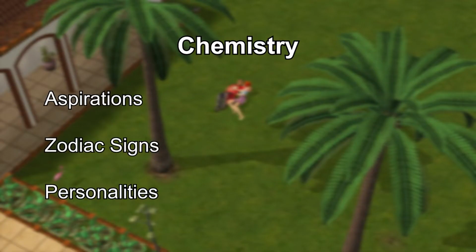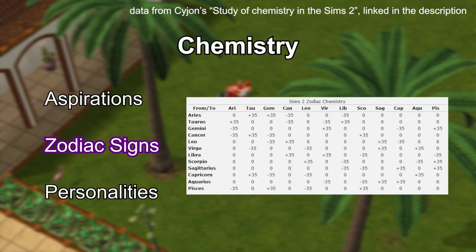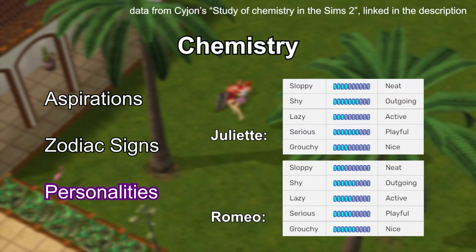So first off, their aspirations. Romeo is a romance sim, while Juliet is a family sim. These are quite incompatible, so they'll get a fat penalty to their chemistry there. Then if you look at the zodiac signs that they were assigned, they are incompatible again. Cancer repels Aries and vice versa. And correct me if I'm wrong, but I think those signs are the ones the game is taking into account to calculate their chemistry score, and not the signs that actually match their personalities. And then their personalities are fairly similar, so that score should be good.